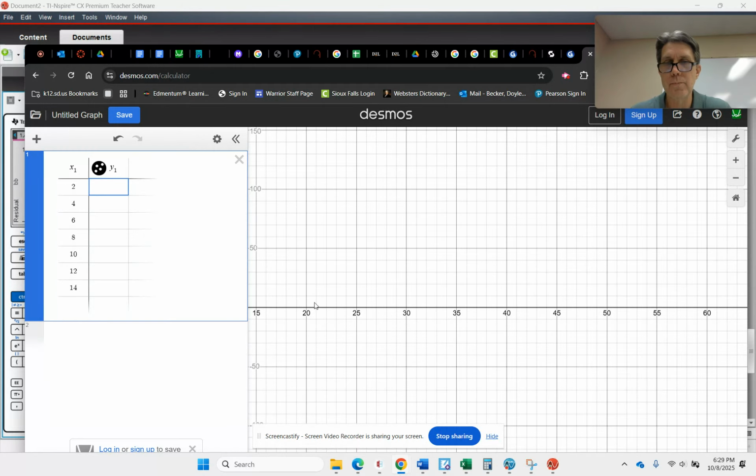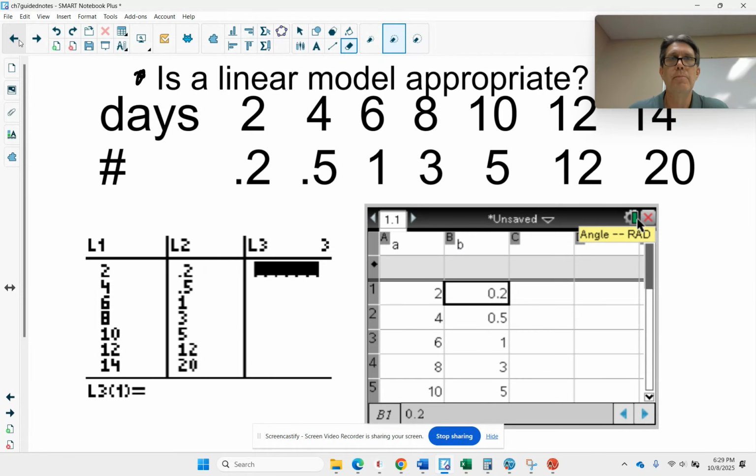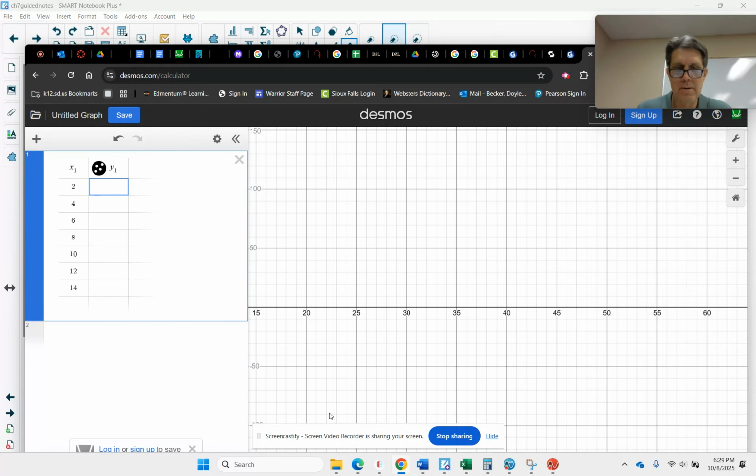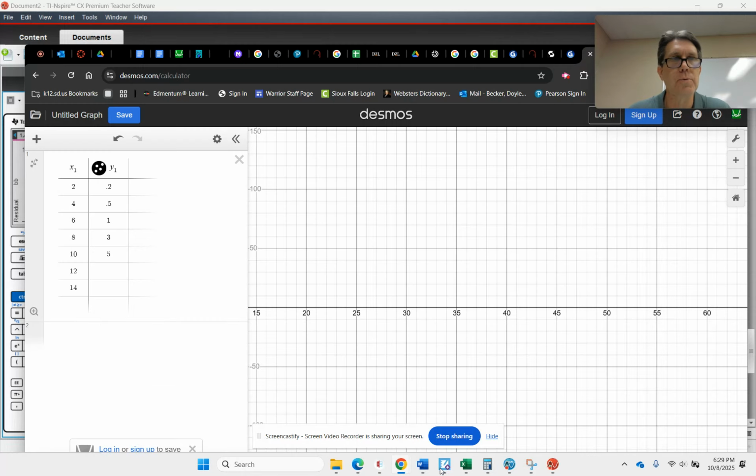And then, I can't see my mouse. Boy, where in the world is my mouse? There it is. If you saw it, you were laughing at me. 0.2, 0.5135. And 1220.